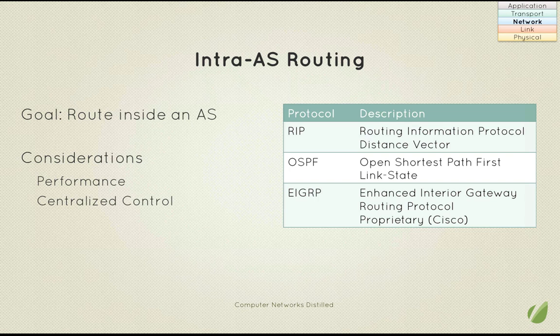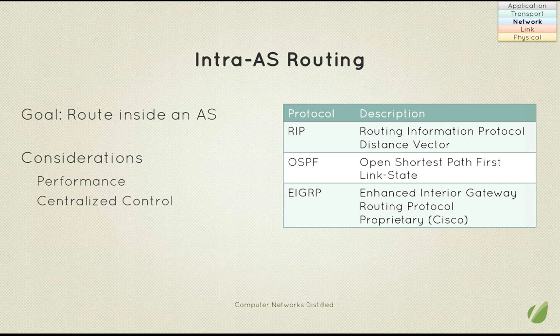Within an autonomous system, an Intra-AS routing protocol is run. The goal here is just to route within that autonomous system. The main things to keep in mind with these types of routing protocols is that there is centralized control since one institution is running this routing protocol, and therefore performance is the primary objective. Some examples of protocols that are Intra-AS routing protocols include RIP, OSPF, and EIGRP.